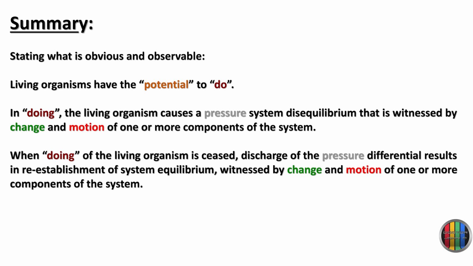Summary. Stating what is obvious and observable. Living organisms have the potential to do. In doing, the living organism causes a pressure system disequilibrium that is witnessed by change and motion of one or more components of the system. When doing of the living organism is ceased, discharge of the pressure differential results in re-establishment of system equilibrium, witnessed by change and motion of one or more components of the system.